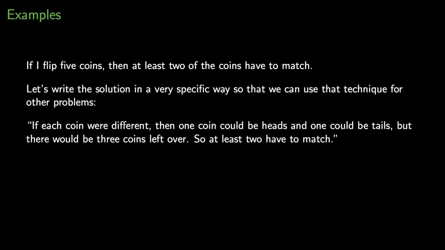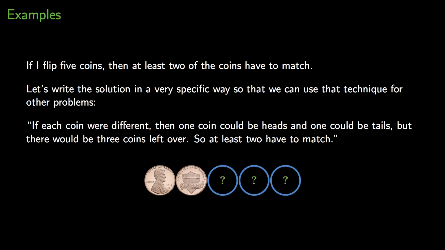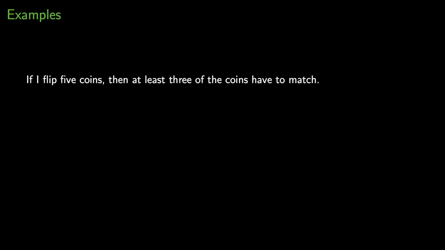The only thing that you know for certain is that at least 2 of those coins are going to match. I want to phrase this a slightly different way because I believe if we write our solution this way, it's more useful for other problems. If each coin had to have a different outcome, well then one coin could be assigned heads and one coin could be assigned tails, but then there's 3 coins left over and we have no outcome for them. So that means that at least 2 coins have to match somehow.